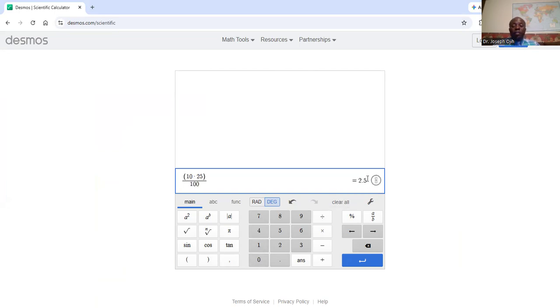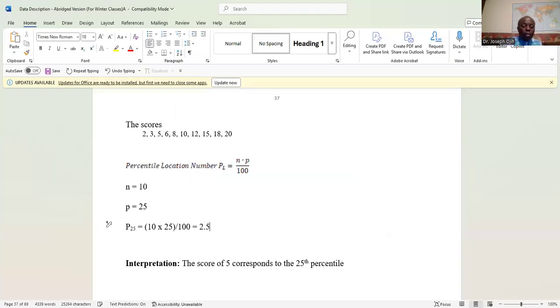That is 2.5. Whenever it has a decimal, round up to the next whole number, even if it's 2.1, just go to the next whole number. So you have 2.5, which is the third number. And the third number from the list, see, 1, 2, is 5. So this means that the score of 5 corresponds to the 25th percentile.